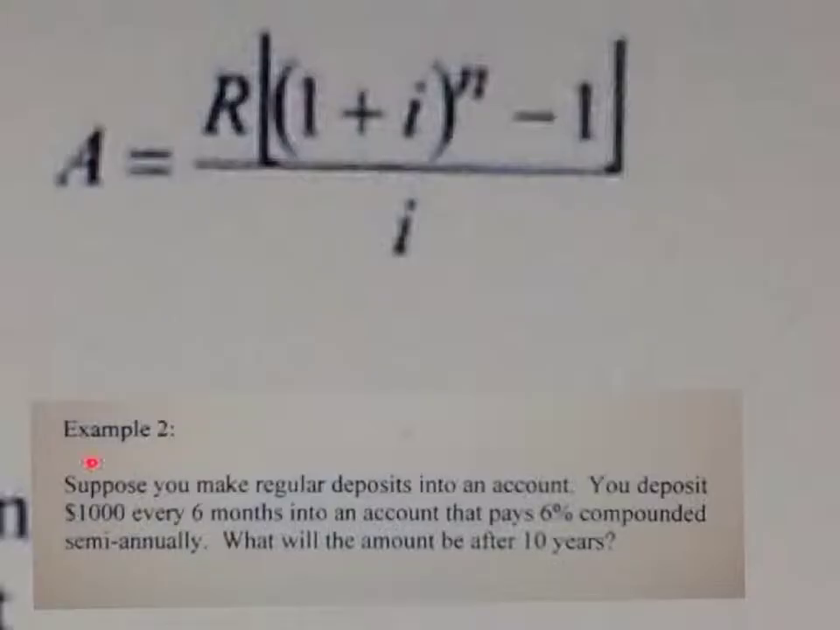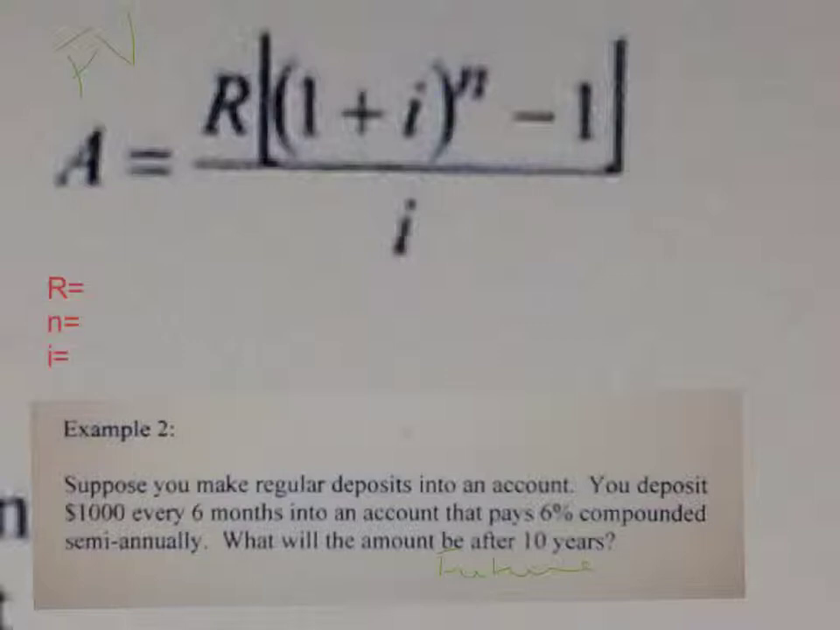So example 2 then, we're going to use the same formula because we're practicing it, but it says suppose you make regular deposits into an account. So I know I'm going to use this formula right now because I'm talking about the R, and it's the only one I have for regular deposits. You deposit $1,000 every 6 months into an account that pays 6% compounded semi-annually. What will the amount be after 10 years? So since it's an amount afterwards, I know that I'm talking about the future value again. And that's what A calculates, is the future value. So we do have the correct formula.